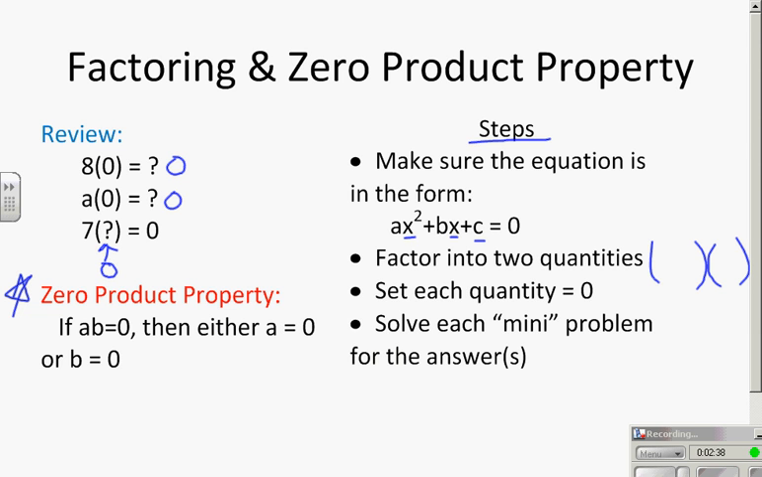I've now taken what was an addition problem and I've turned it into 2 numbers, even though they're quantities, 2 numbers multiplied, and we set them equal to 0. Now it looks just like a number a and a number b. And we can set each of those quantities equal to 0, solve each little mini baby problem, and you get the answers. And that's why those factoring lessons were so important.